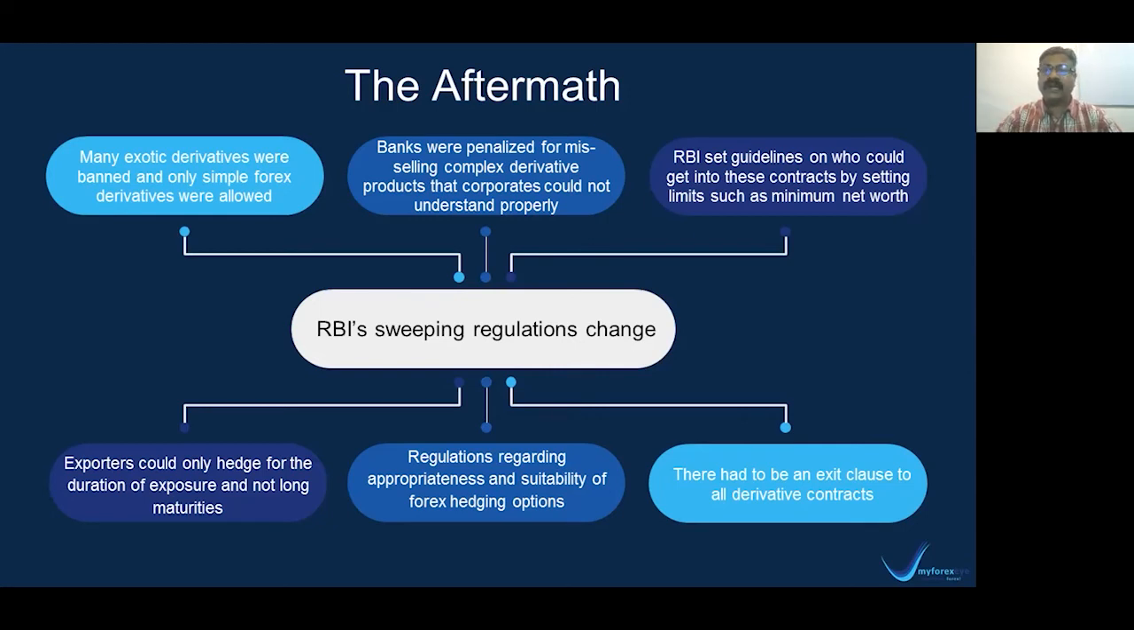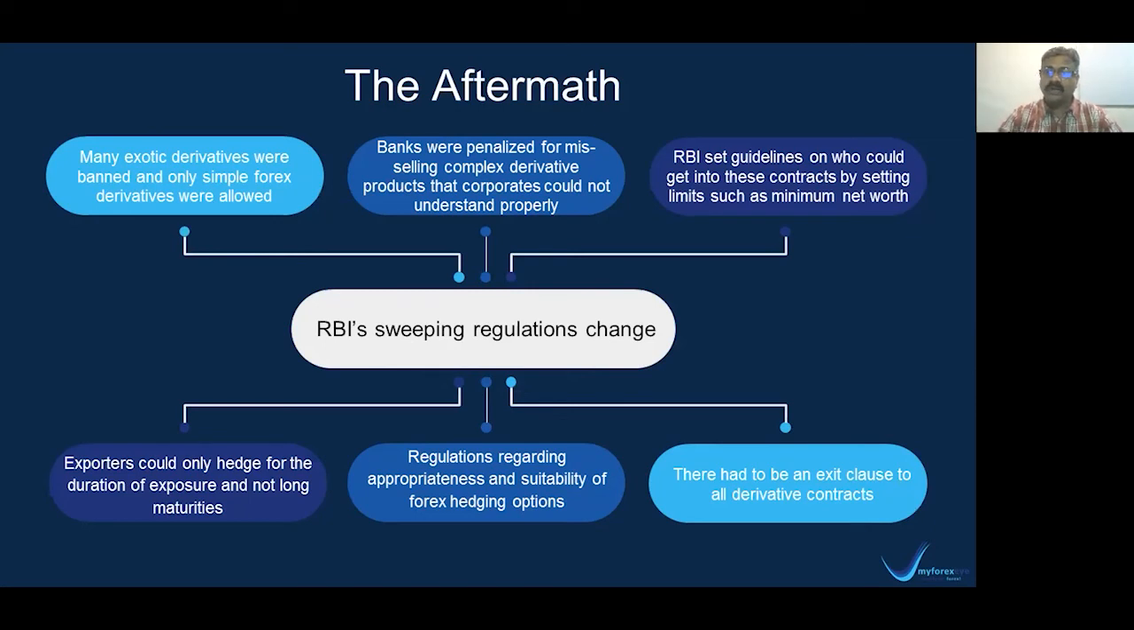RBI also set guidelines on who could actually do these kinds of derivatives by setting limits such as minimum net worth. You need to satisfy that criteria to do any such derivatives. Exporters could only hedge for the duration of the exposure and not for long maturities. Like they did in strip options, for 3 years, 4 years. They did not have any exposure, but they still hedged for such a long period of time.